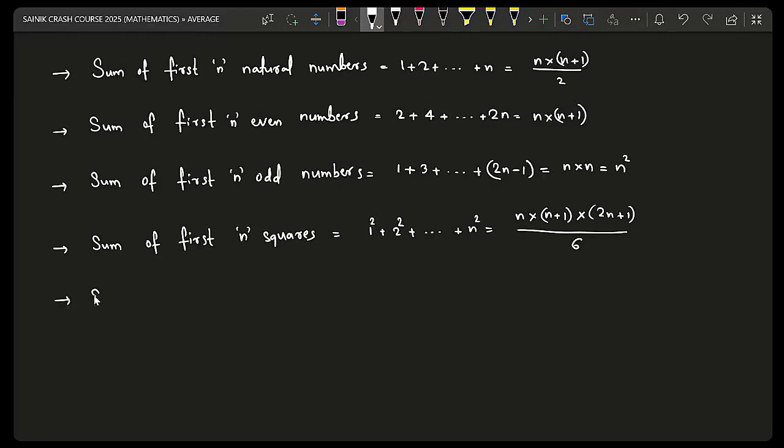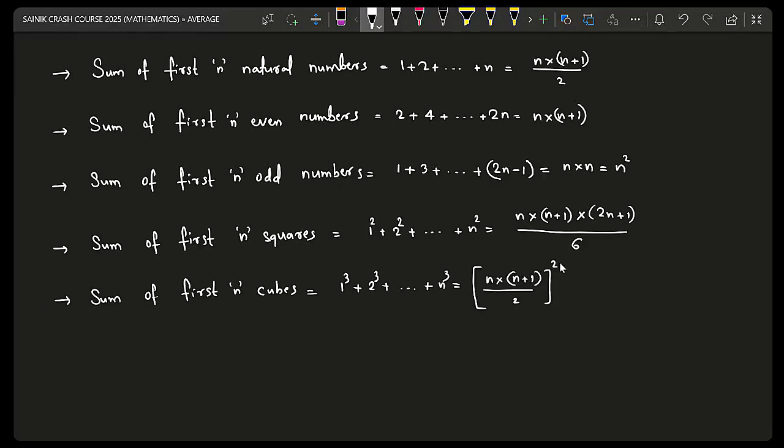And next, the sum of the first n cubes is going to be 1 cube plus 2 cube plus 3 cube and so on up to n cube. This is going to be the sum of the first n natural numbers we know, n into n plus 1 by 2. For this expression, if you just find the whole square, that will be the result. That means the sum of the first n cubes is the square of the sum of the first n natural numbers.